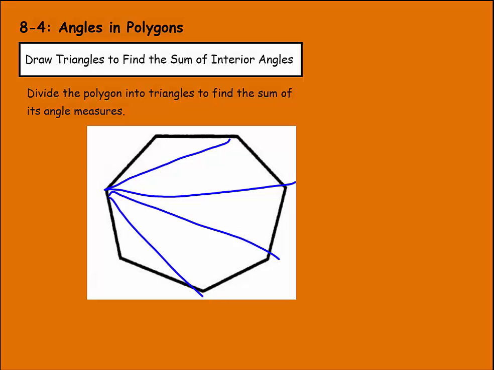So how many triangles do I have? I have 1, 2, 3, 4, 5. 5 triangles. They each have 180, so 5 times 180. That's going to give me a total of 900 degrees.